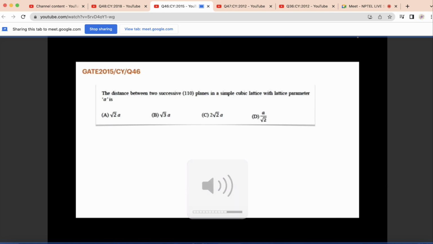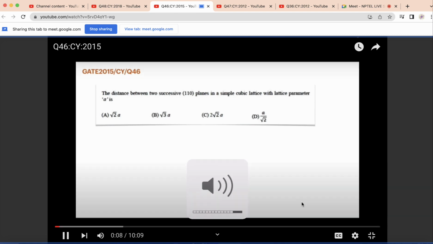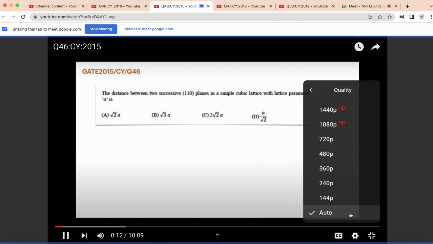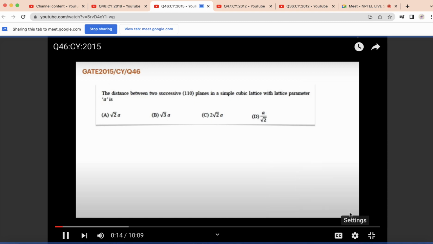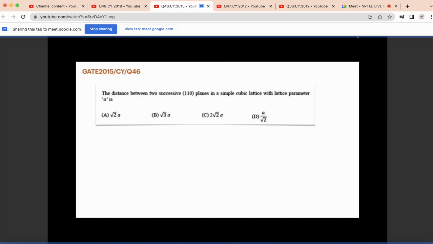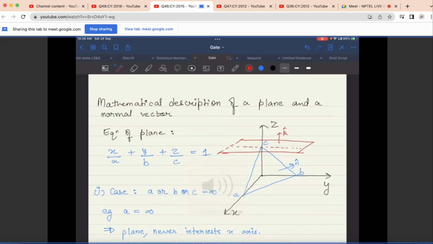Hello everyone. In this video I will be solving GATE 2015 chemistry question number 46. This question states that the distance between two successive planes in a simple cubic lattice with lattice parameter A is. We are given 4 options. So before starting, let's discuss some basics: the mathematical description of a plane and a normal vector.